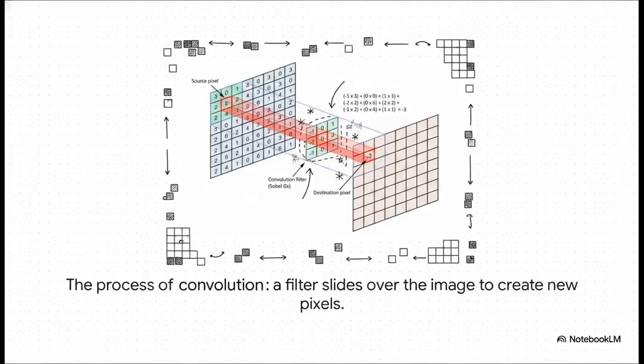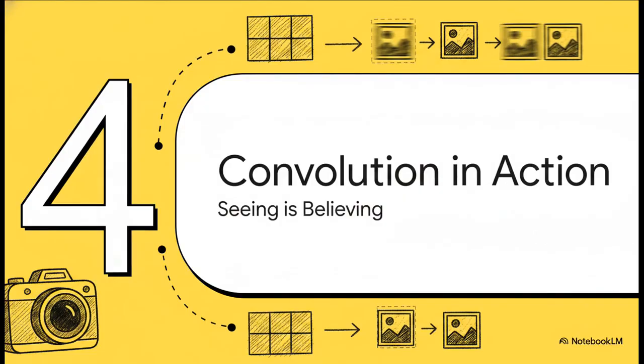Then the kernel just slides over one spot and does the whole thing again, building a completely new image, pixel by painstaking pixel. All right, theory is great and all, but the best way to really get the power of convolution is just to see it happen. So let's do a quick fire round with a few classic filters and see what their simple grids of numbers can do to a real photograph.